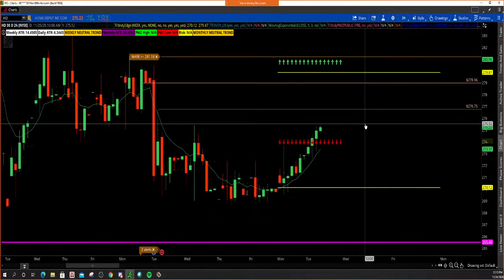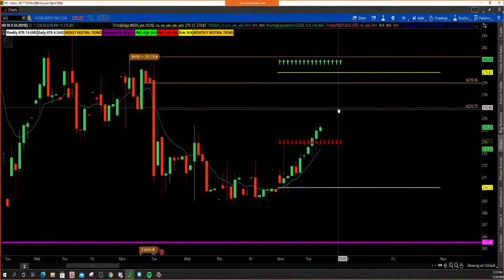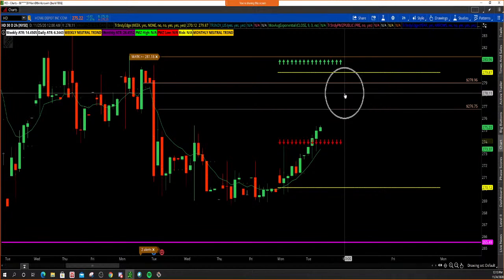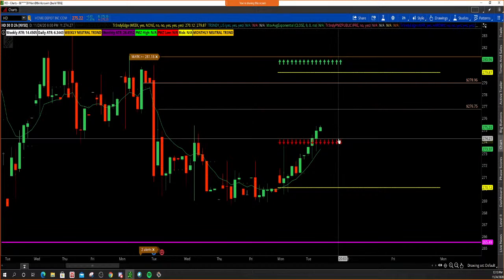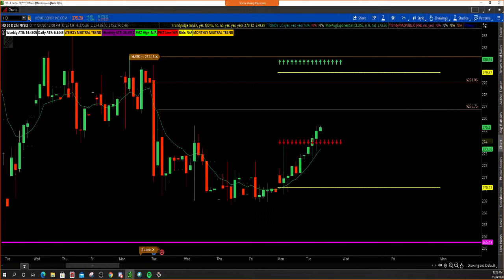I probably wouldn't be holding out on a weekly option to get all the way here, but at least looking to trim and or sell somewhere between these lines here. If for some reason we get a gap up, I would expect a gap up into my targets tomorrow. That is HD. Okay, let's go ahead and look at PayPal.